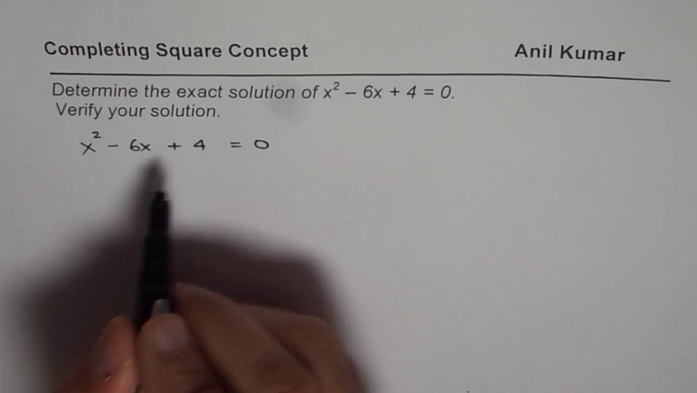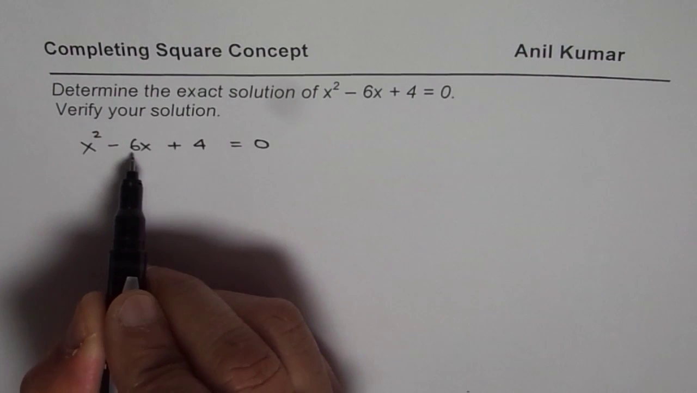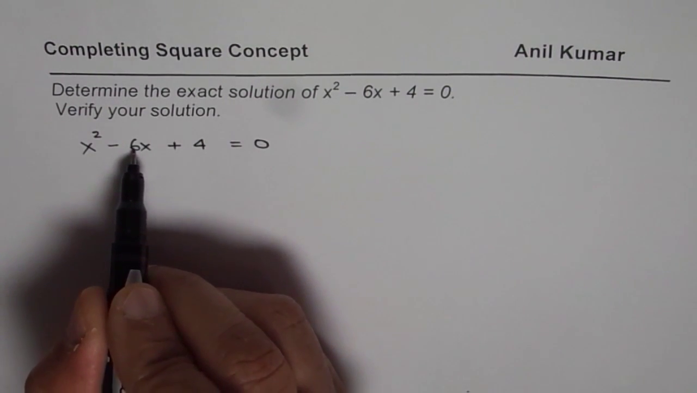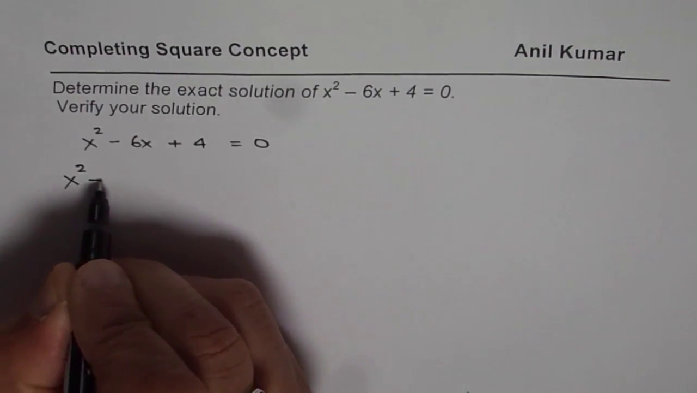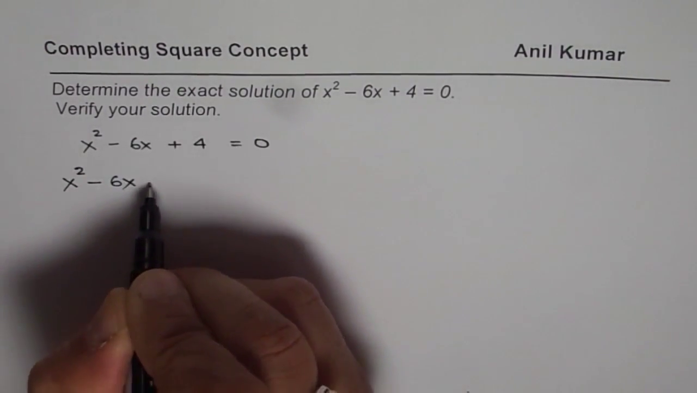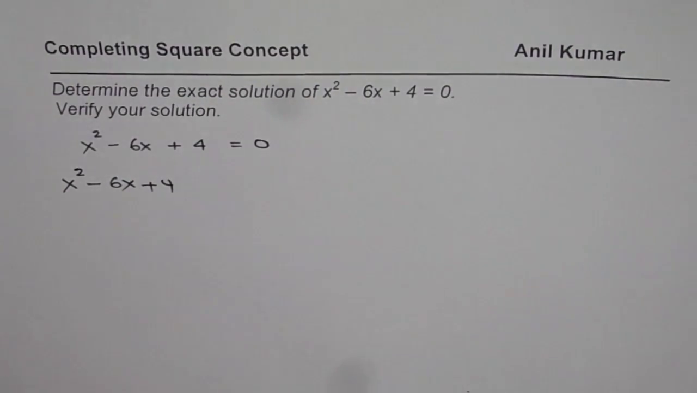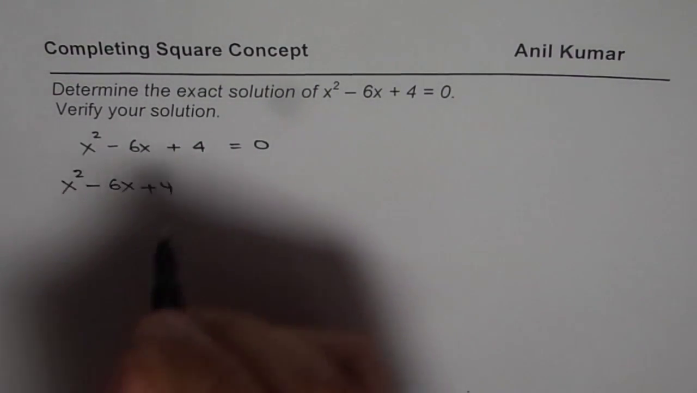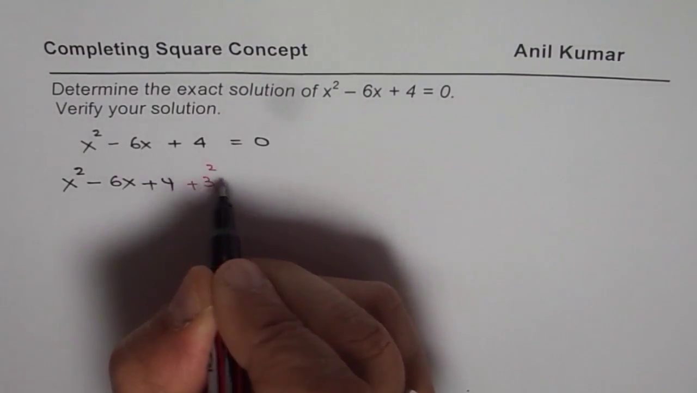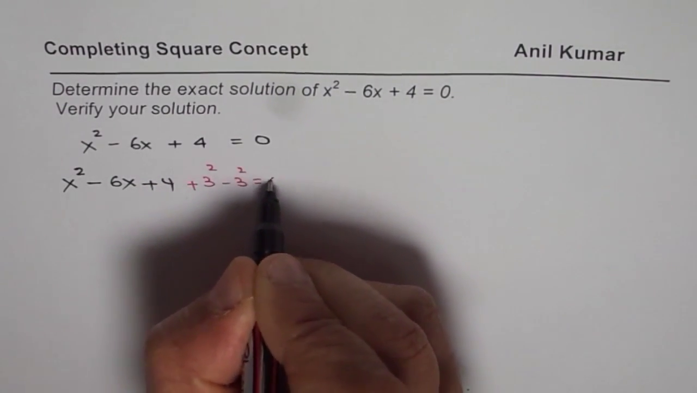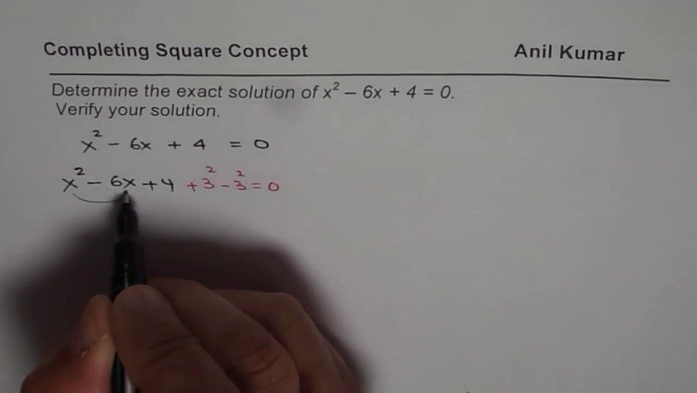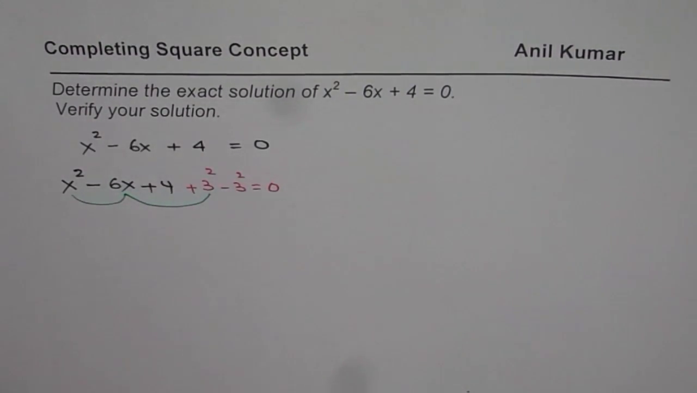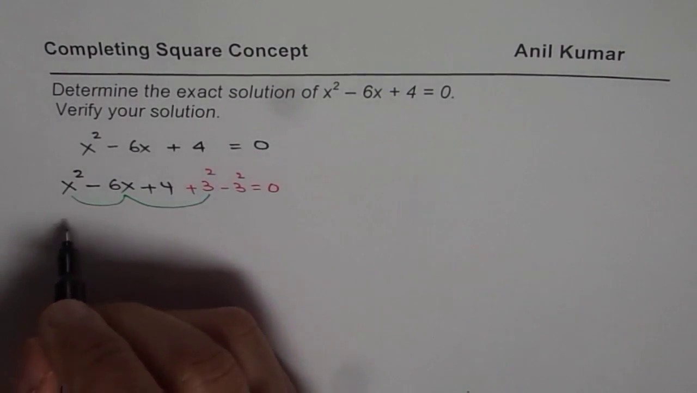To complete the square, we will add and subtract a number which is the square of half of 6, the coefficient of x. So the next step is x squared minus 6x plus 4. We will add and subtract, what is half of 6? 3. So we will add and subtract 3 square. Once we do that, we make these three terms a combination which forms a perfect square. Let me rewrite and show you.